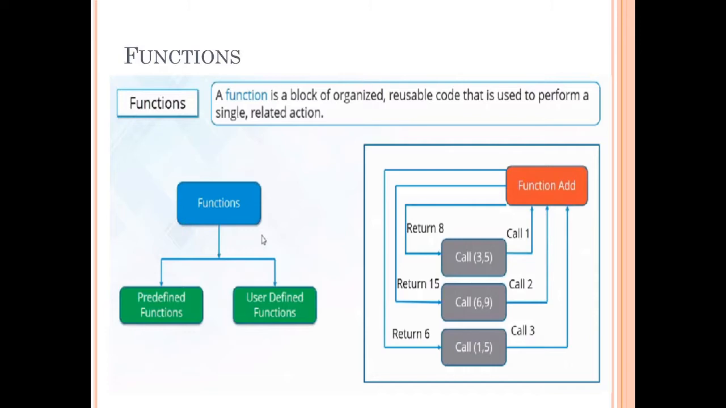Now as we can see the definition, a function is a block of organized, reusable code that is used to perform a single related action. So now we can have functions which are categorized into two categories: predefined functions that we anyway are using, like functions like print, or we have seen lot of functions in last 4-5 days. All those were the predefined functions.